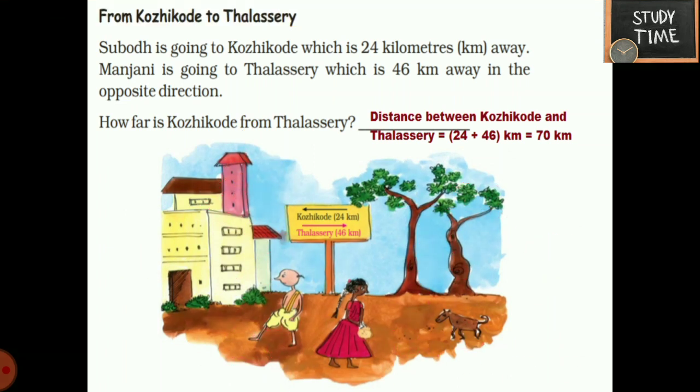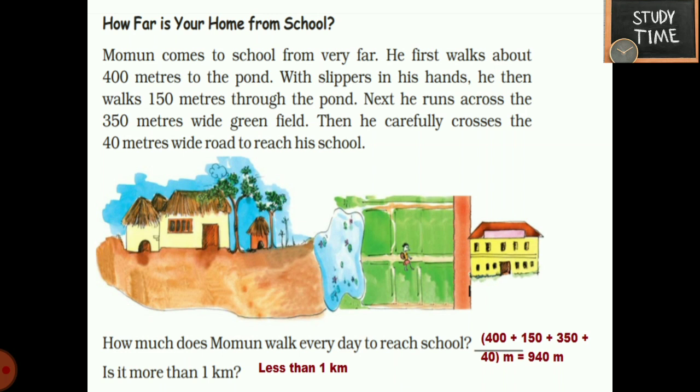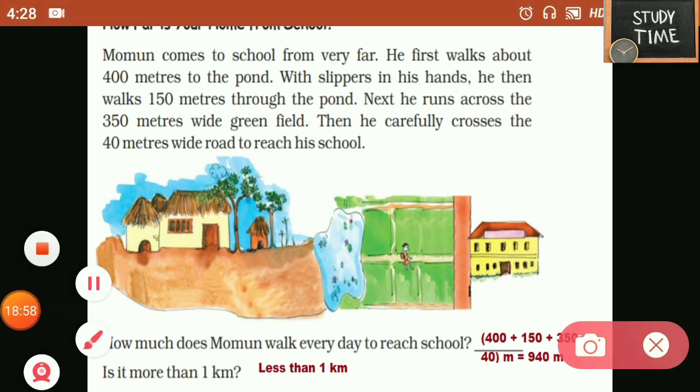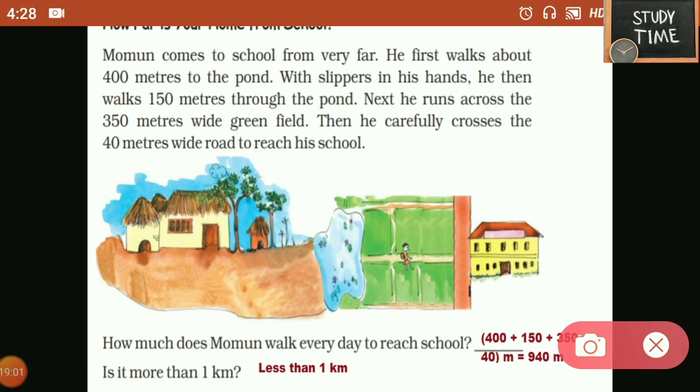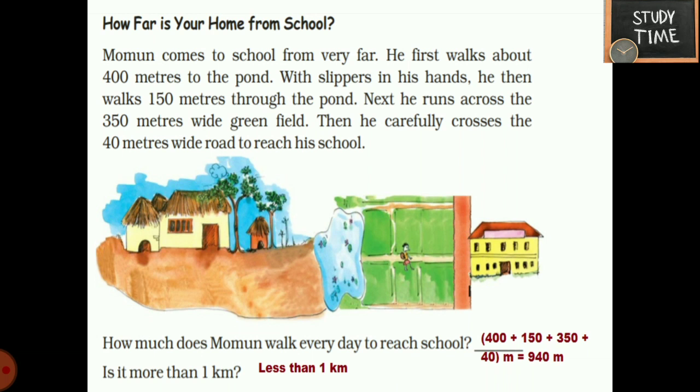Next, how far is your home from school? Mohammed comes to school from very far. He walks about 400 meters to the pond, then he keeps his slippers in his hands and walks 150 meters through the pond, then a 350 meter wide green field, then he carefully crosses a 40 meter wide road. So you have to calculate the total distance and check whether it is more than 1 kilometer or less than 1 kilometer. For that, what should you do? You should add all the distances given: 400, 150, 350, 40. So you will get 940 meters. 940 meters is less than 1 kilometer.